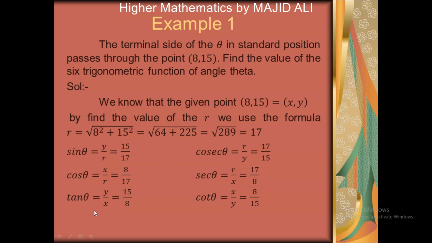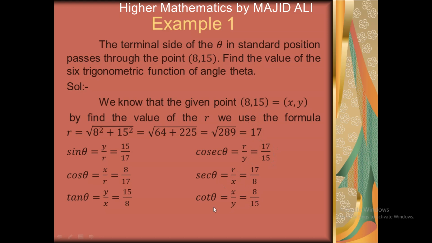8 over 17. The value of tangent theta, which is equal to y over x, means 15 over 8. The cosecant theta is r over y, meaning this calculated value r over this value y, 17 over 15. Secant theta, which is equal to r over x, means here is the value of r and here is the value of x.